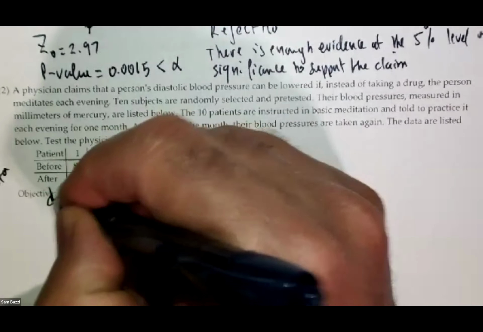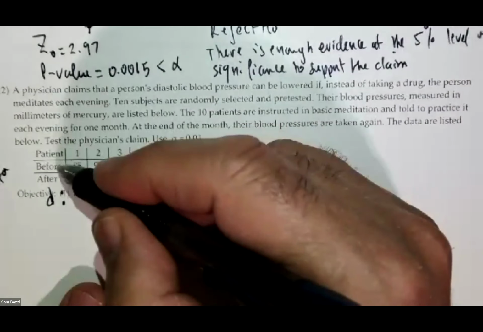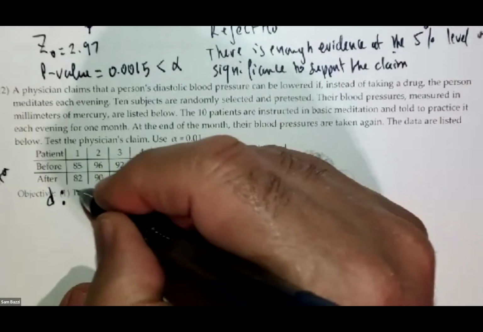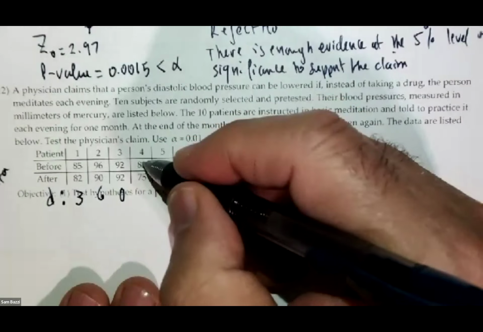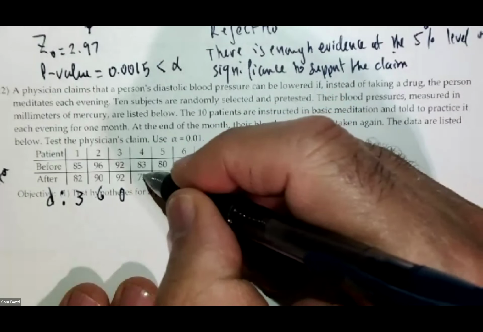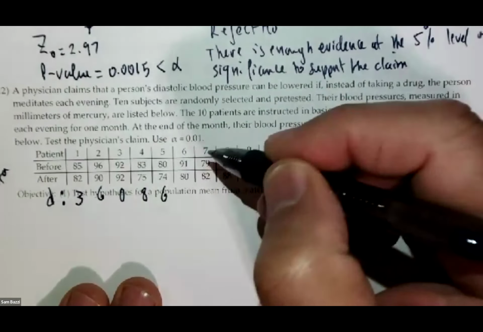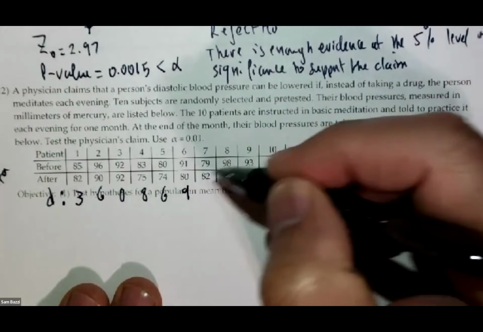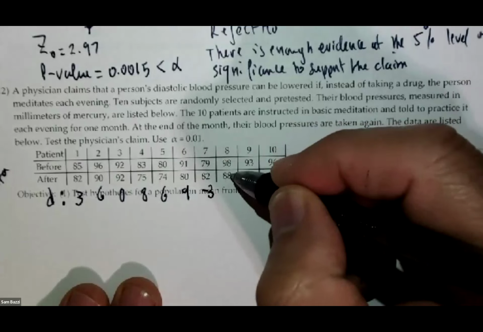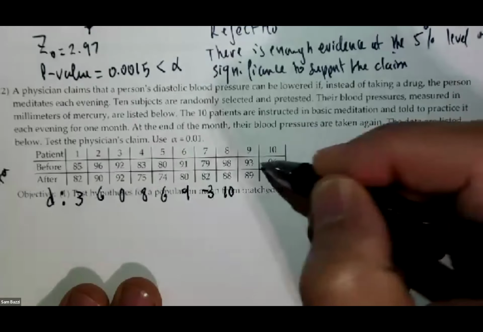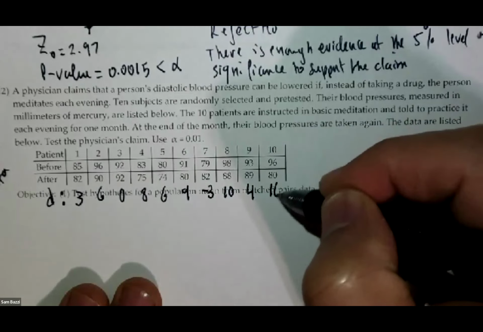You will need to find the difference, d. Okay, let's do the difference. Do the first minus the second. 85 minus 82 is 3. 96 minus 90 is 6. 92 minus 92, 0. 83 minus 75 is what? 8. 80 minus 74 is 6. 91 minus 80 is 9. 79 minus 82 is a negative 3. 98 minus 88 is 10. 93 minus 89 is 4. And 96 minus 80 is 16.